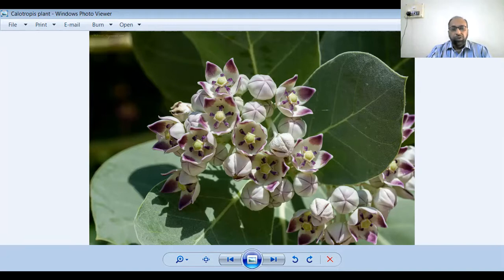Then if we go through the stem, we'll find that the stem is aerial, and that too erect. If you observe this particular plant, you will find that the stem shows branches as well as sub-branch condition.